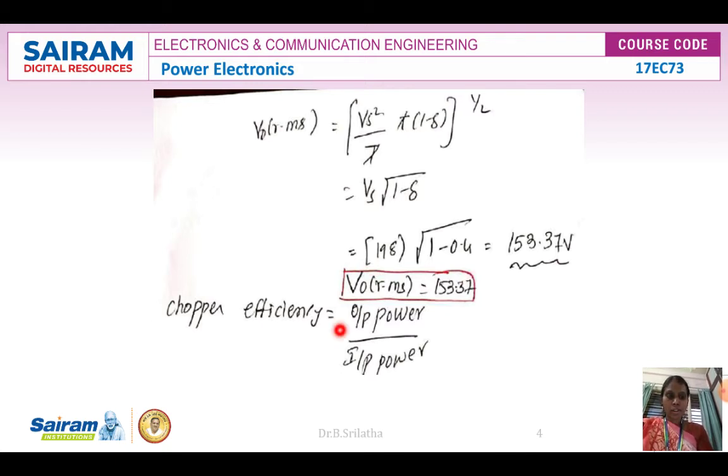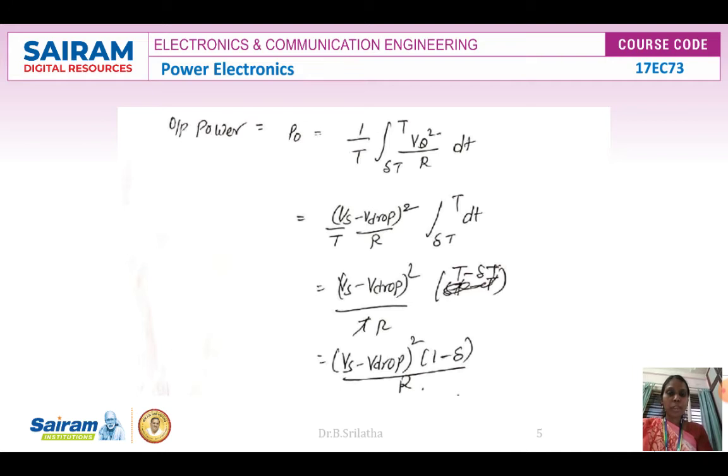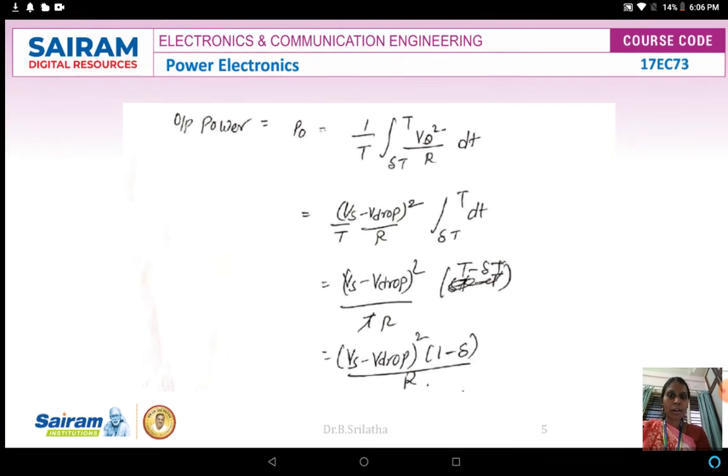Next, the last unknown parameter is chopper efficiency. Chopper efficiency is output power divided by input power. Output power we calculate as P naught equal to 1 by T into integration 0 to delta T of V naught square by R dt. V naught square is nothing but Vs minus V drop, squared, by R, integration 0 to delta T dt. Now with limits, integration of 1 is T minus delta T, as we did in the previous step. The T gets cancelled, and then Vs minus V drop squared into 1 minus delta divided by R. This is P naught.